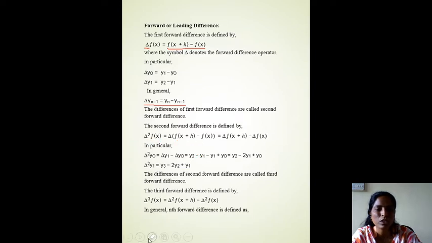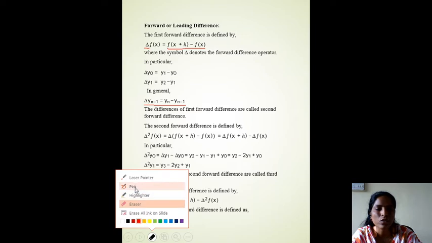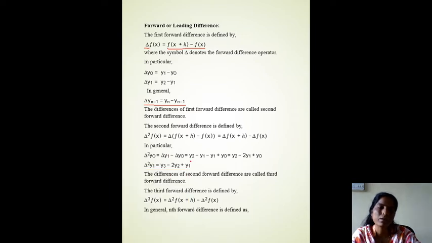So in particular, you will get delta square y0 as delta y1 minus delta y0. Delta y1 is y2 minus y1 minus, in bracket, y1 minus y0. So that becomes plus. So y2 minus 2y1 plus y0. In a similar way, you can find delta square y1.